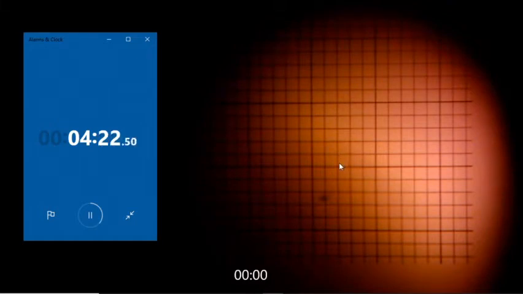So you let the drop go through one major division or two major divisions, and then you look at the stopwatch and determine the speed of the drop, or the terminal velocity of the drop. You just look at the stopwatch and the distance, and then you determine the velocity. That's very important, and that's for free fall, without the electric field.